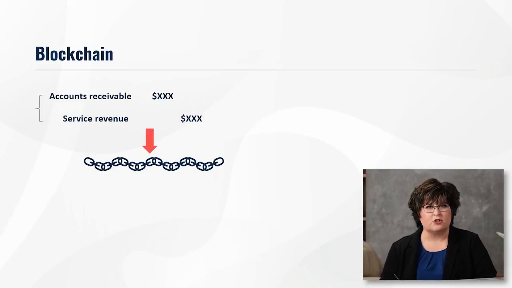Well, obviously we need chains and blocks. It's called a blockchain. Each chain represents each transaction, just like a journal entry. For example, a company performed a service but had not yet received payment from the customer. The company would record a journal entry by debiting accounts receivable and crediting service revenue. This entry is considered a chain.